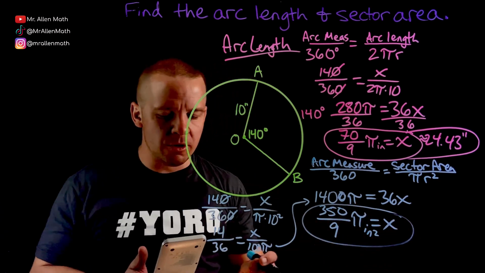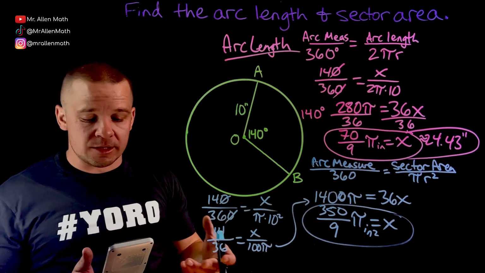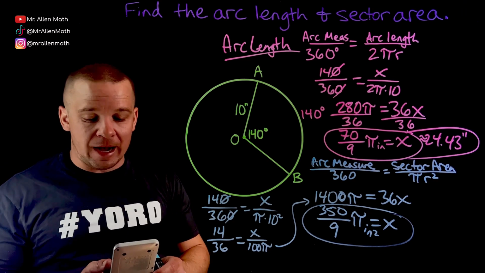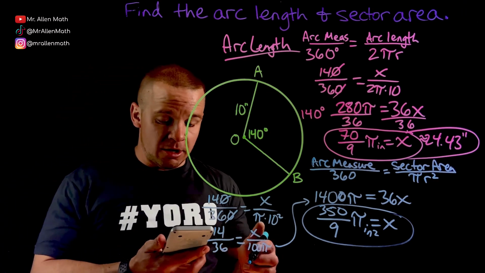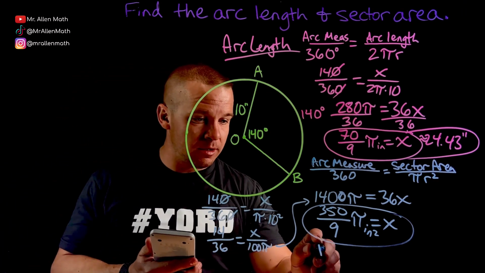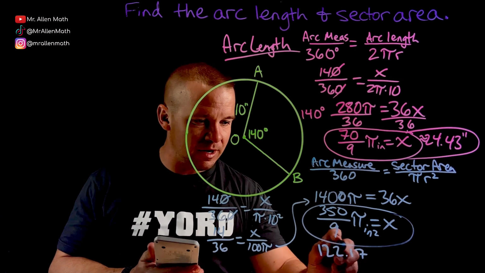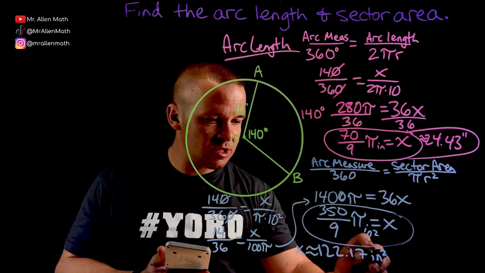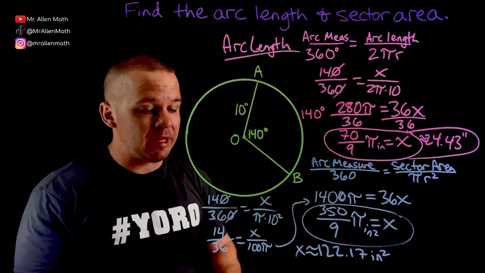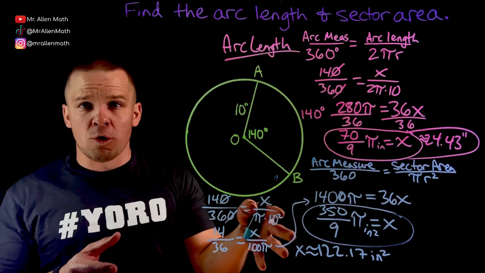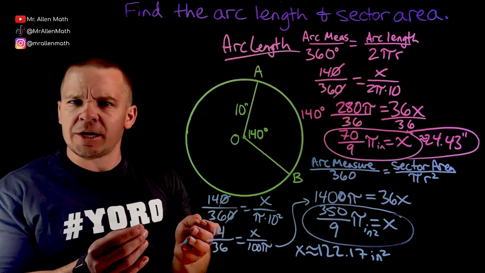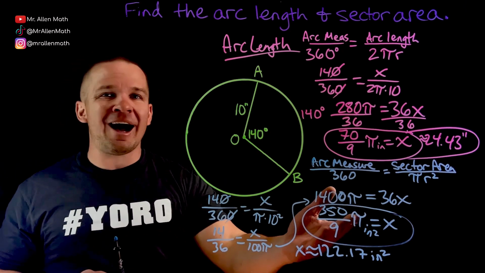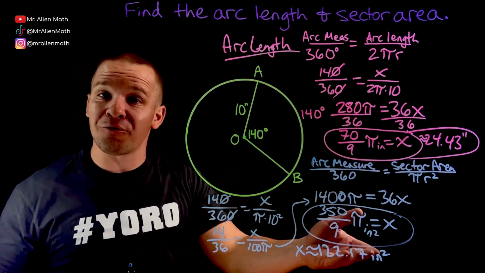Now, if I wanted to approximate this, I could just multiply that by pi, and I would get 122.17. That is my approximate for x, and that would be, again, inches squared. Okay, so exact is where we leave it in terms of pi. So we just work with all the numbers, right? Think of the numbers as your mathematical meal, and the pi is your mathematical dessert. You save it for the end, right?